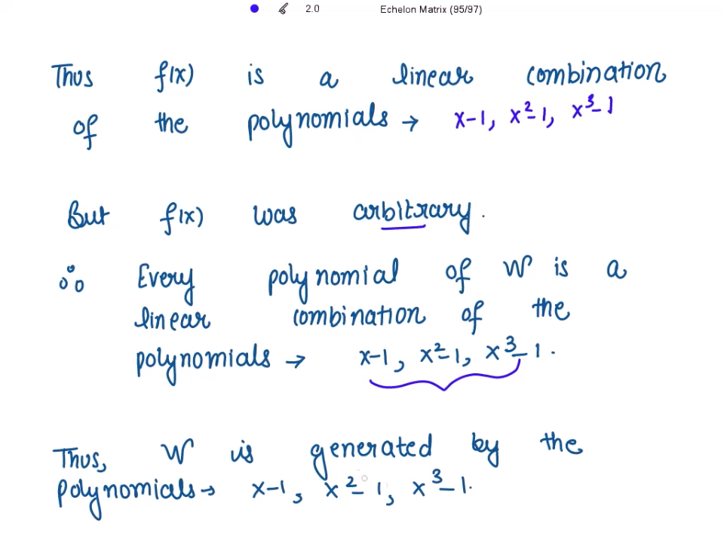Thus W is generated by these three polynomials. And these polynomials are also linearly independent. Why? Because none of these polynomials is a linear combination of the preceding ones. They have degrees in increasing order. It is of degree 1, it is of degree 2, it is of degree 3. So none of these polynomials is a linear combination of the preceding polynomials, so these polynomials are linearly independent.